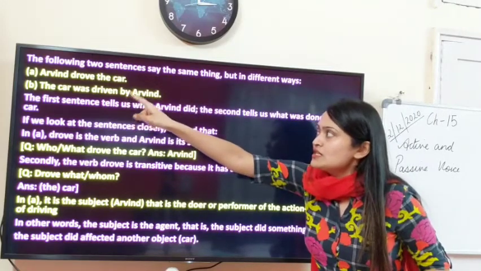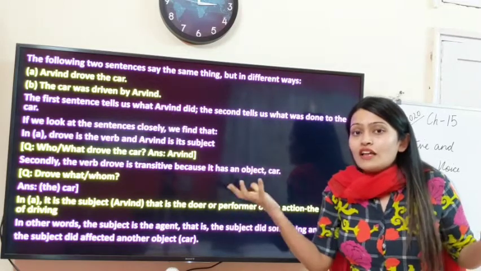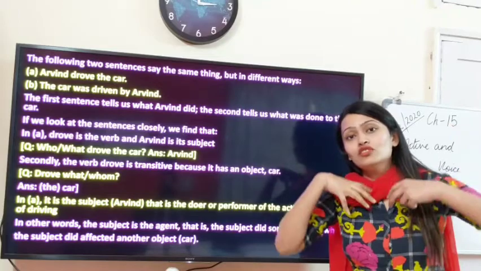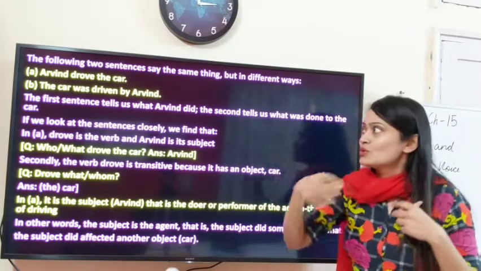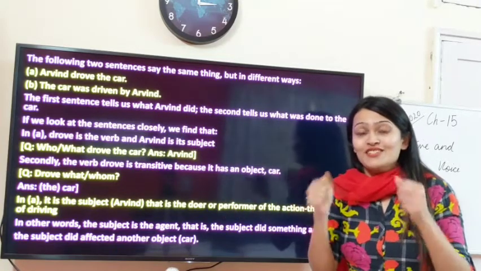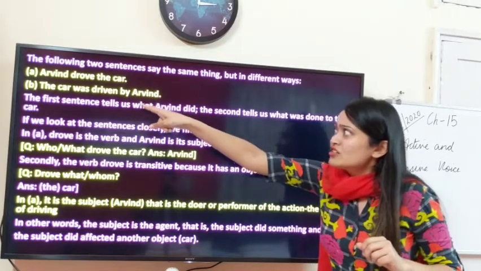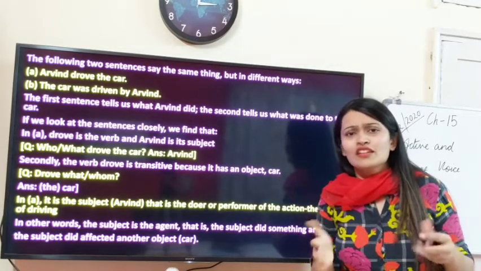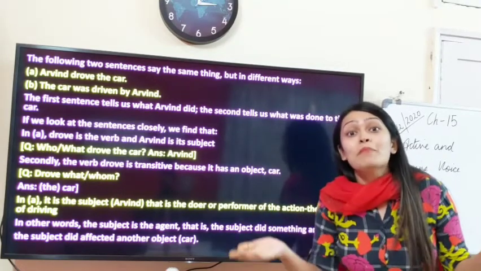Okay, in the second sentence we see this is a passive voice. The subject is the car. Okay, was driven. So the car, an action was performed on the car. The action of driving was performed on the car. So in the first sentence, Arvind is very active. He's doing something. So it is active voice. In the second sentence, the car was driven. The car is not doing any action. An action is performed on the car. So the car is passive.